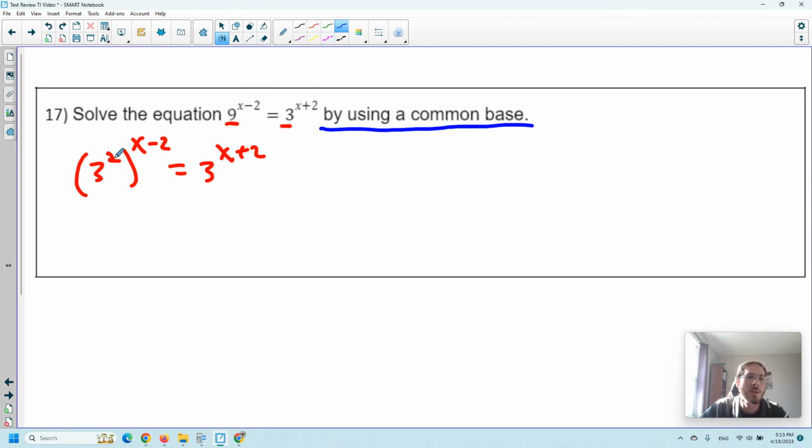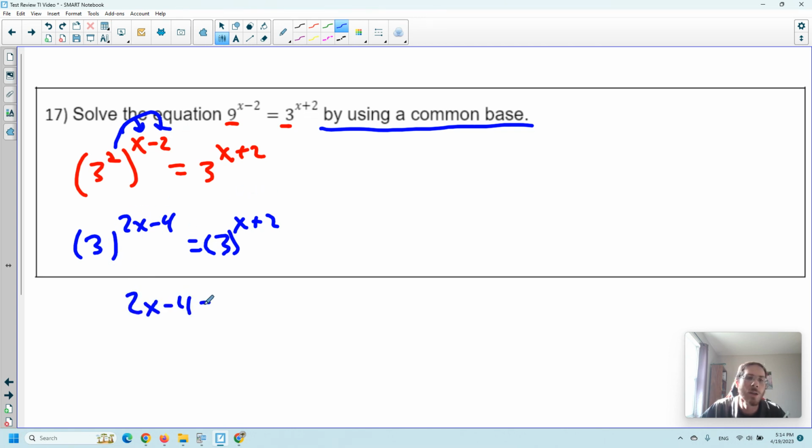We saw in class that if we have power to a power, we're going to multiply. So we're going to multiply this to each of those pieces. So 3 to the 2x minus 4 equals 3 to the x plus 2. And again, the 3's will cancel out. You could do log 3 both sides. You could use the property that since the bases are the same, the exponents must be the same. No matter what the result is, we're going to rewrite this as 2x minus 4 equals x plus 2.